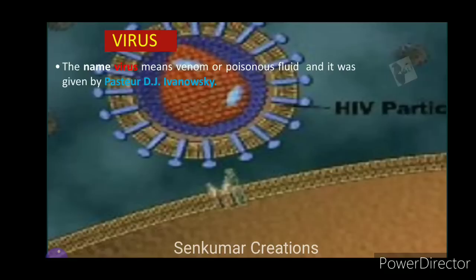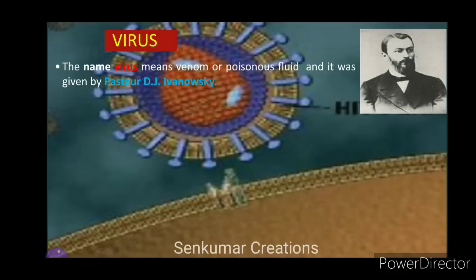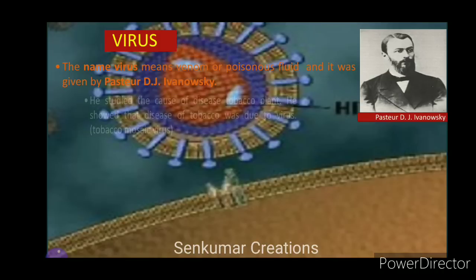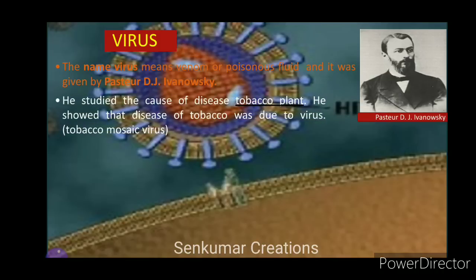D.J. Ivanovsky is the scientist who first explained that the virus contains venom fluid. He studied the cause of disease in the tobacco plant. First, he actually discovered it in the tobacco plant. He showed that the disease of tobacco was due to a virus. It is called the tobacco mosaic virus.